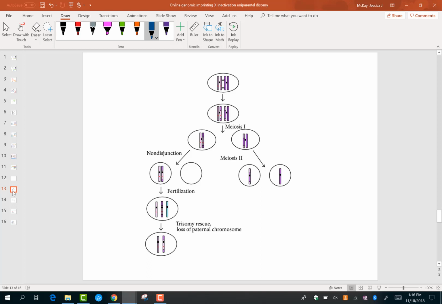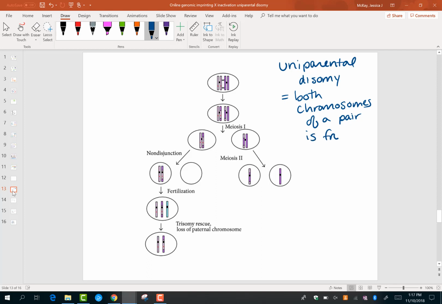Okay, uniparental disomy means that both chromosomes a person has, or in that cell, of a pair, right? This could happen with the pairs 1 through 22, is from the same parent.